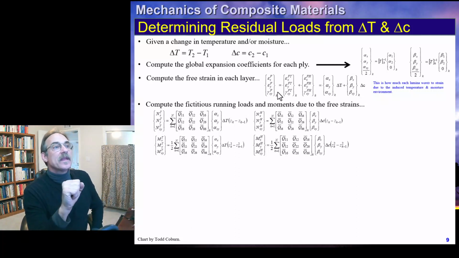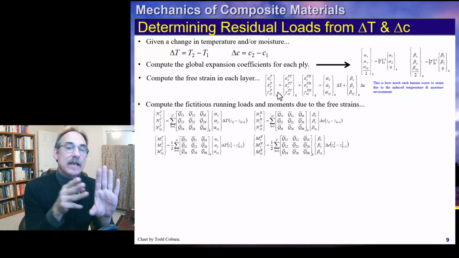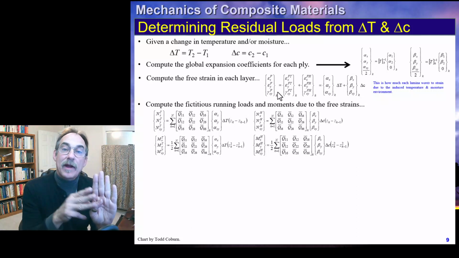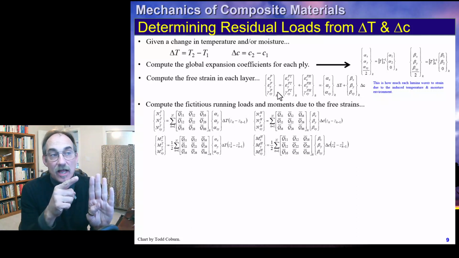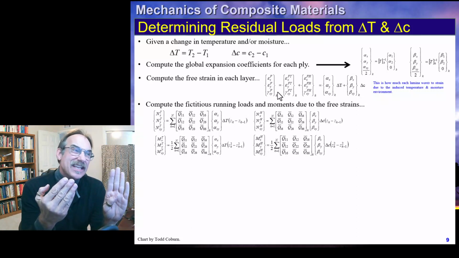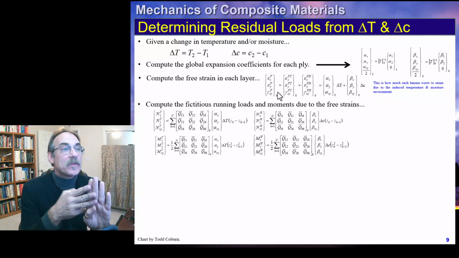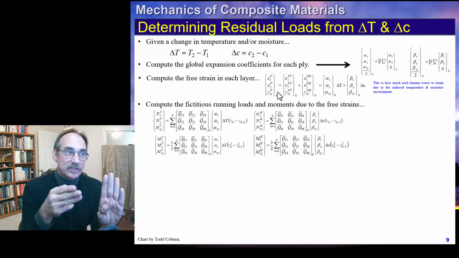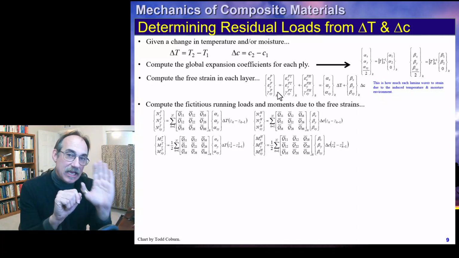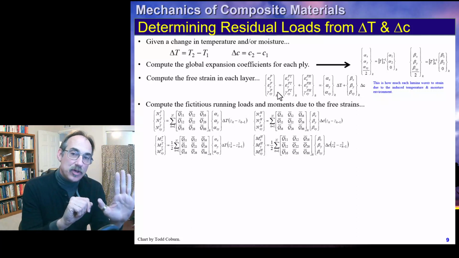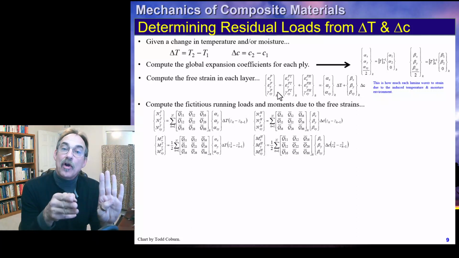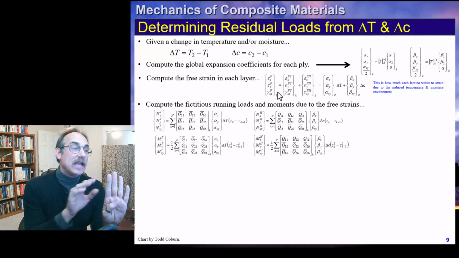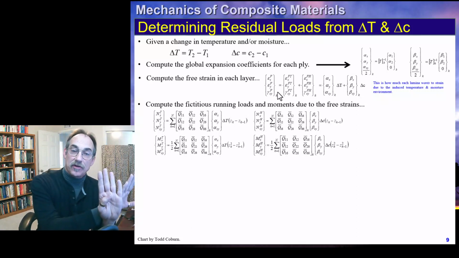What we do is we take those strains and we pre-multiply by the Q bar. If we take the Q bar of ply 1, multiply by those free strains, which we called epsilon F, or we could just say it's the alpha delta T, right? So we've got the alpha delta T, we've got the beta delta C. If we take each ply and pre-multiply by the Q bar times that thermal strain times the thickness, that will give us the running load due to the thermal.